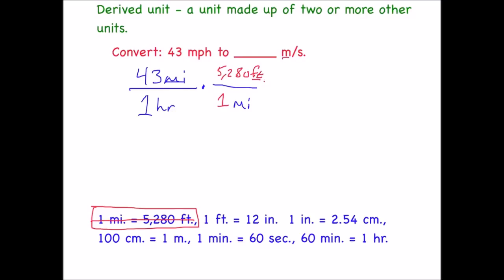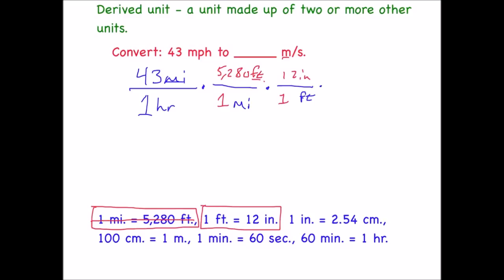We need to be in meters, so we're going to keep going. So we'll add another dot and another bar. And since we have feet on top, you have to have feet on bottom. So we're going to come back down here and find another conversion factor that deals with feet. And that looks like the second one. So 1 foot equals 12 inches.